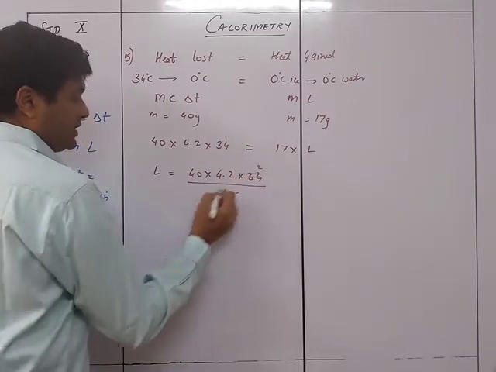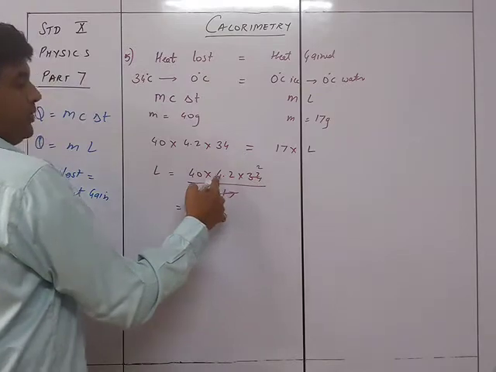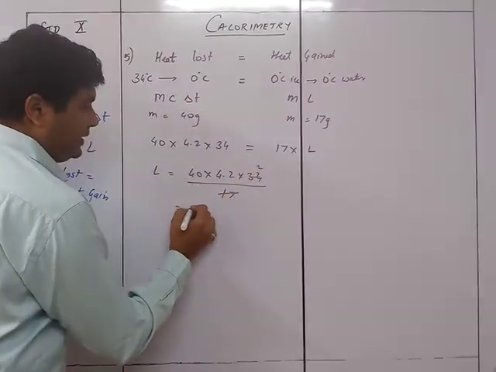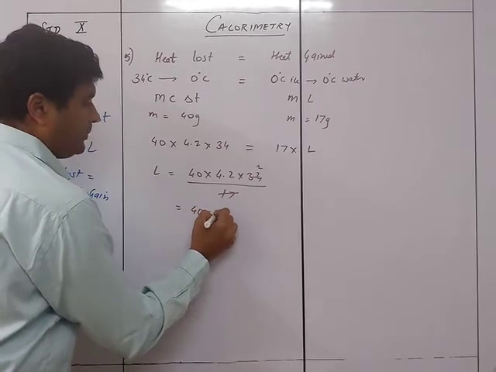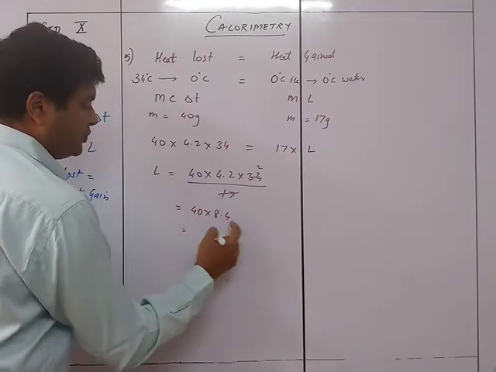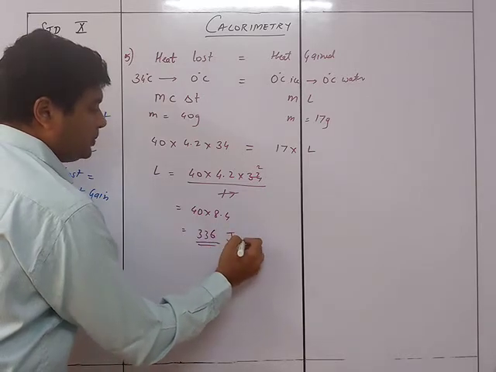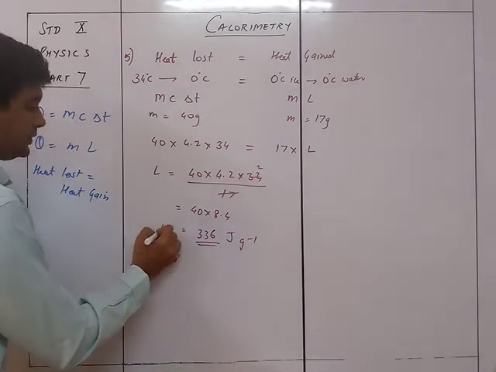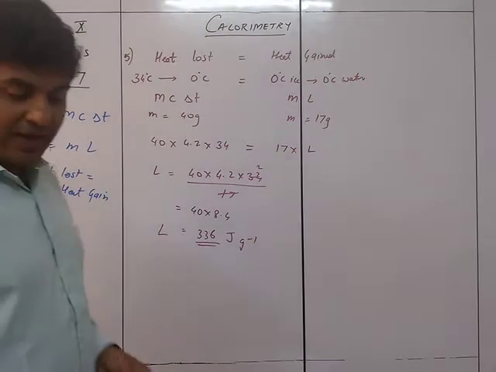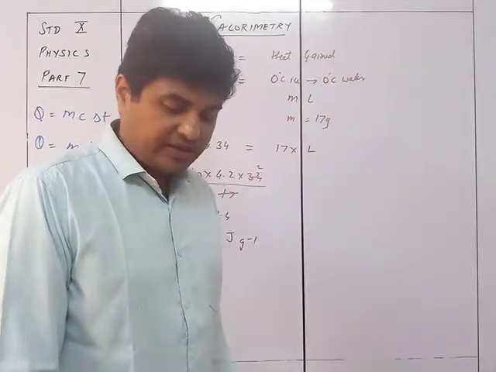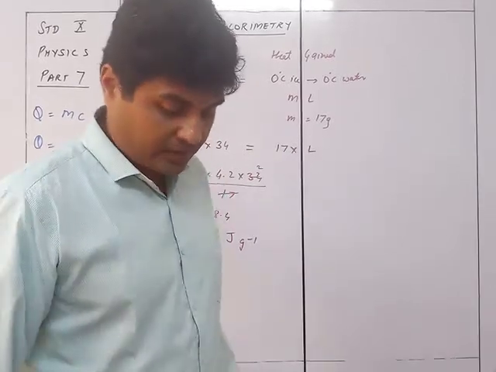So 17 2s are 34. So that will be equal to 40 into 8.4. So 4 4s are 16 and 3 3s are 9, so 336 joule per gram. So the latent heat of the ice is 336 joule per gram. The assumption is that there is no change in energy, no loss of energy.